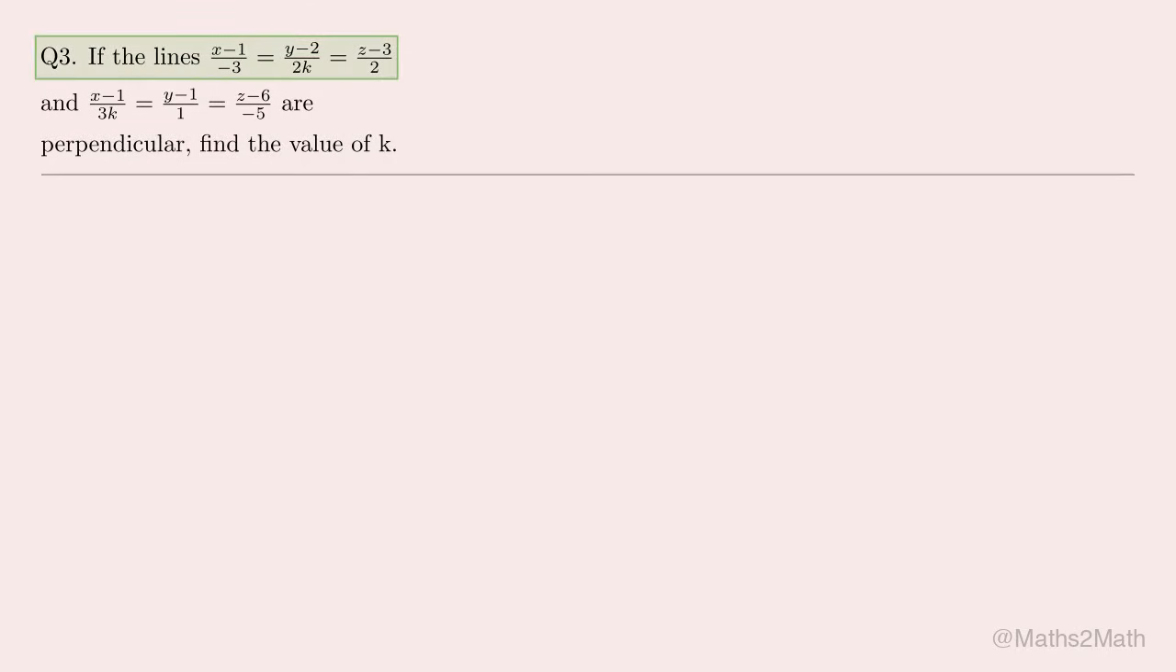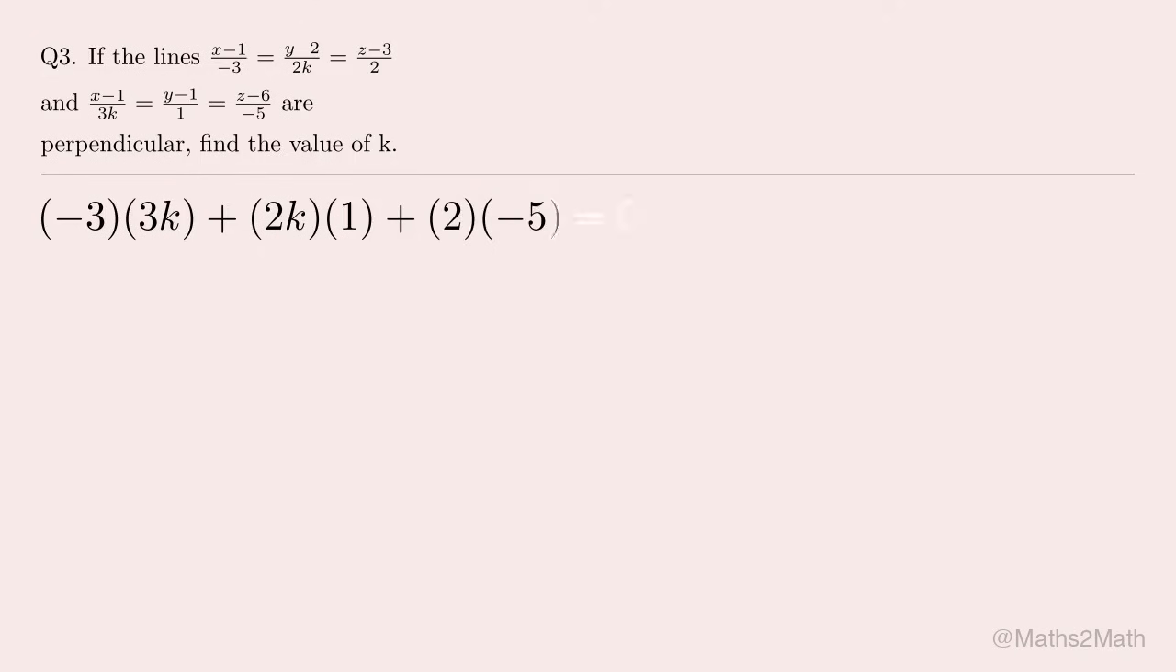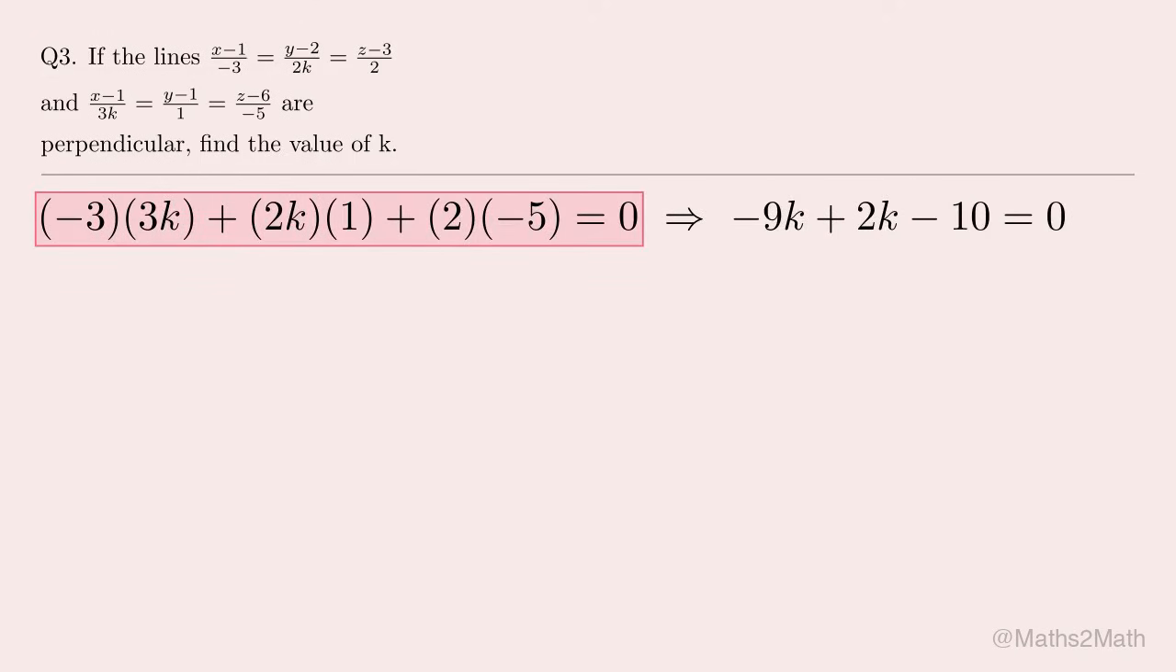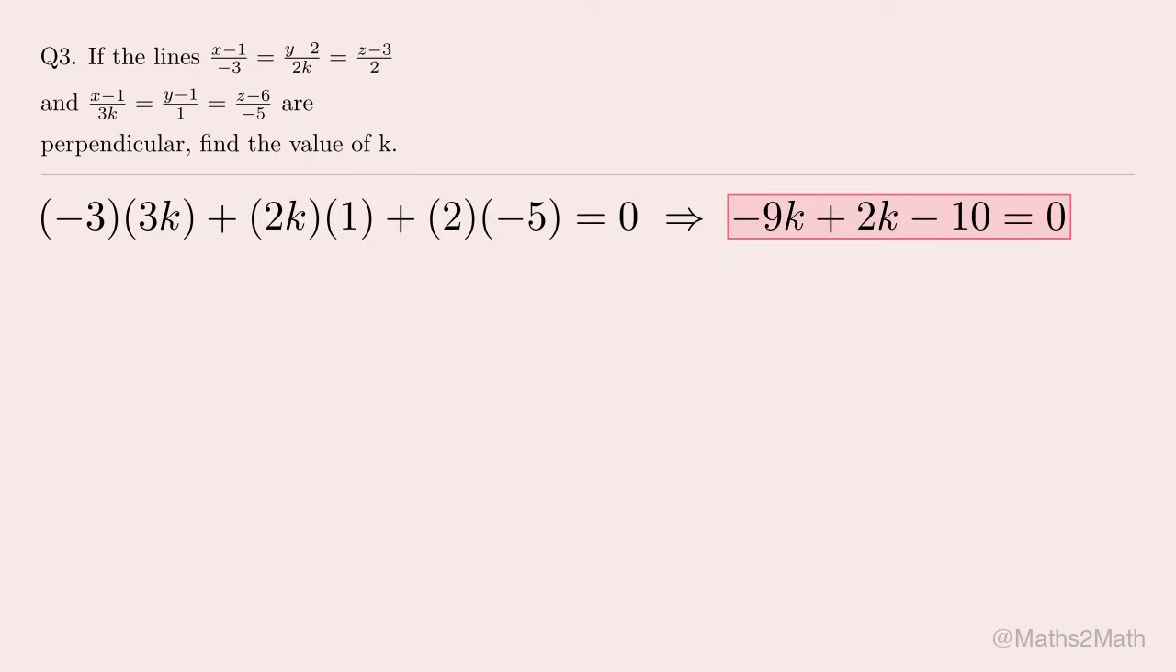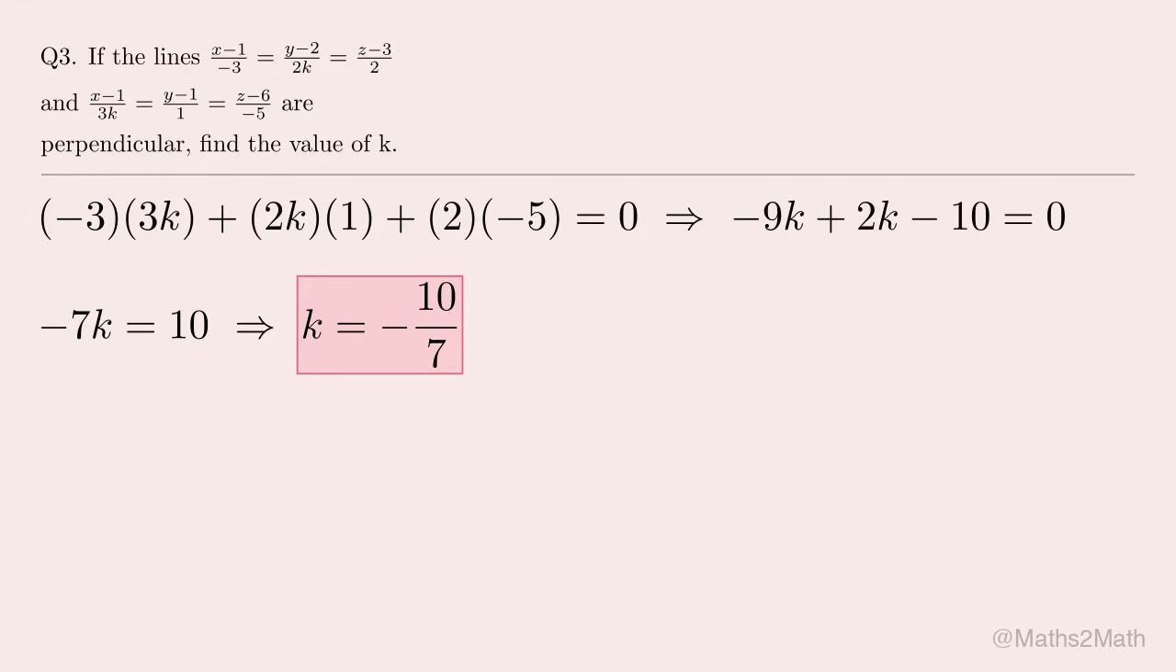Question 3. A perpendicularity condition with a parameter. Dot the direction ratios and solve for k. The ratios are minus 3, 2k, 2 and 3k, 1, minus 5. The dot must vanish. Minus 7k equals 10, so k is minus 10 over 7.